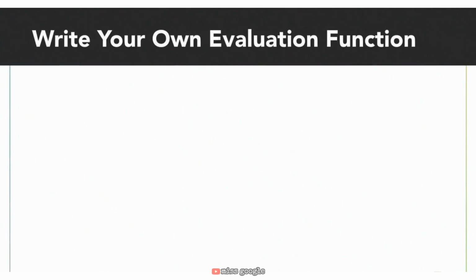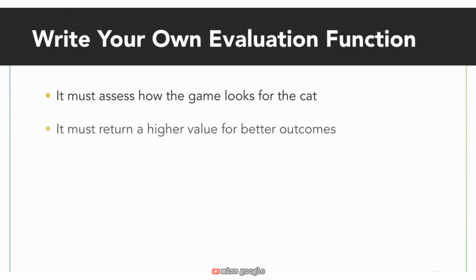If you're feeling up for a challenge, here's an opportunity for you to code some of your intelligence into the cat. Your task is to write an evaluation function. Remember, it must assess how the game looks for the cat because we are running Minimax from the cat's perspective. It must return higher, more positive values for better estimated outcomes, and lower, more negative values for worse outcomes.